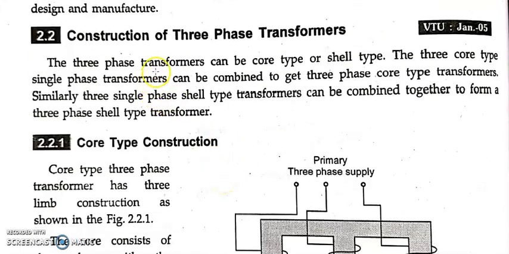Now let us see the construction of three-phase transformers. Here also we have two types of three-phase transformers. One is the core type and the other one is the shell type, as we discussed in the earlier class. In the core type we have three cores of single-phase transformers that are combined to form a three-phase core type transformer. Similarly for shell type we have three single-phase shell type transformers, again combined to act like a single three-phase shell type transformer.